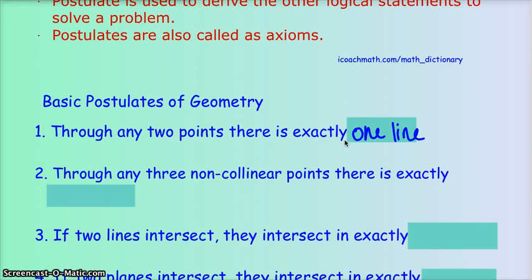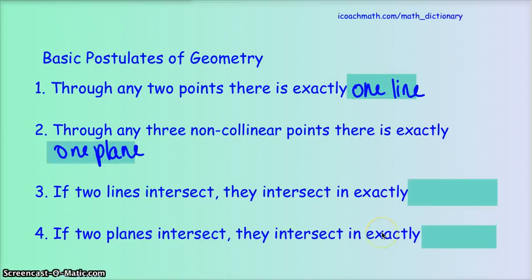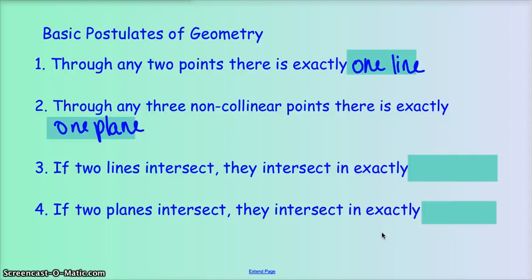It's the bare minimum. Through any 3 non-collinear points, there's exactly 1 plane. Again, that's why we need 3 non-collinear points to name a plane. If 2 lines intersect, they intersect at exactly 1 point. And if 2 planes intersect, they do so at exactly 1 line.